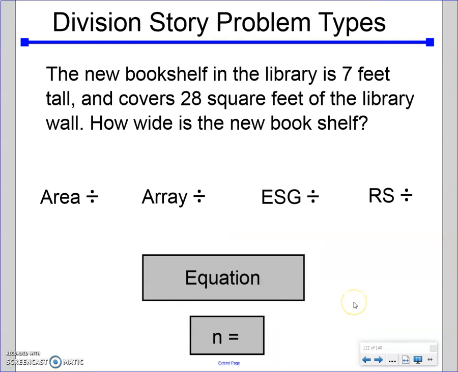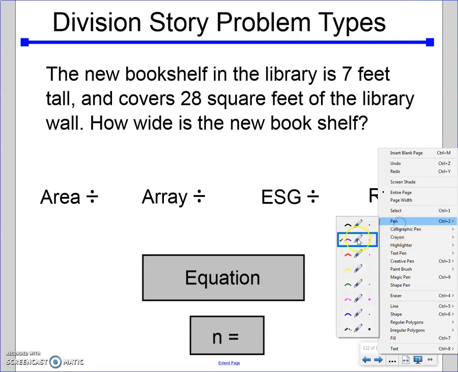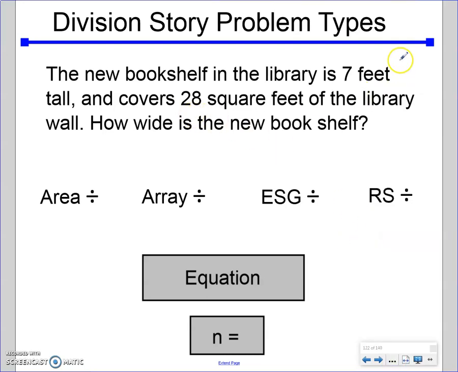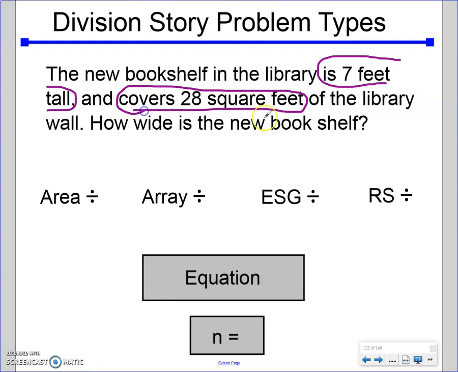The new bookshelf in the library is 7 feet tall and covers 28 square feet of the library wall. How wide is the new bookshelf? Well, let's go ahead and start by finding the information in the problem. We know that the new bookshelf is 7 feet tall, and we also know that it covers 28 square feet of the library. And we're trying to figure out how wide the new bookshelf is.